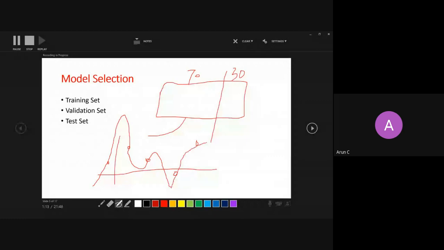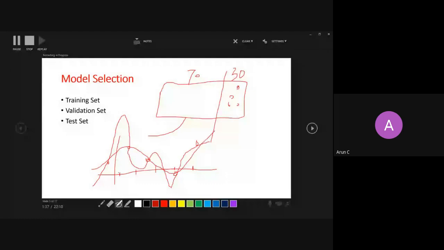Now I want to see how good it is. So I take this 30% data, which I have not used in training. And this 30% data may come here, here, and there, right? So now I want to predict. Though my original function was sinusoidal, if you remember, right?